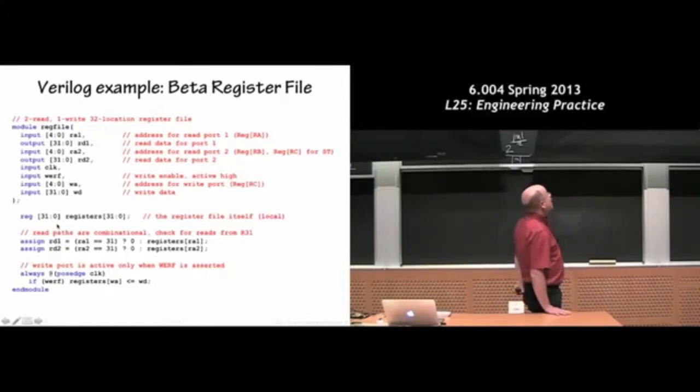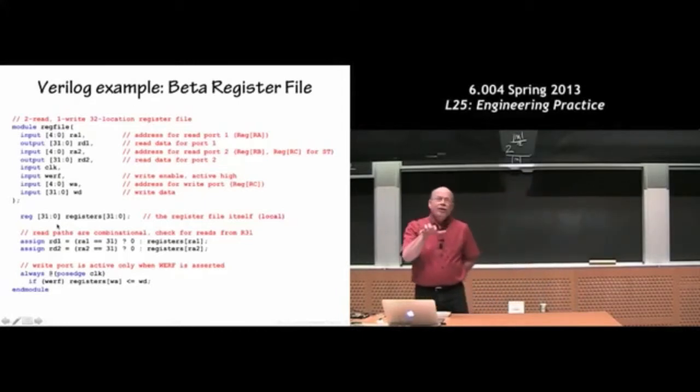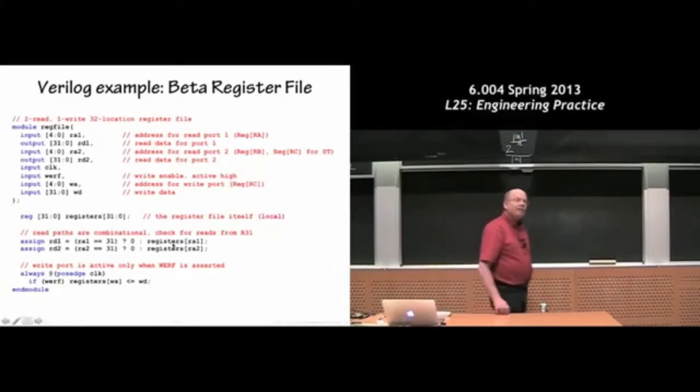So in this case, the indices of the bits go from 31 down to 0. So this is a 32-bit word, and there are 32 of them in the array. And here I have a very simple description. I said, look, what comes out on the read data port, in this case read data 1? Well, if RA1 is equal to 31, I want a 0, otherwise I want the contents of the file.